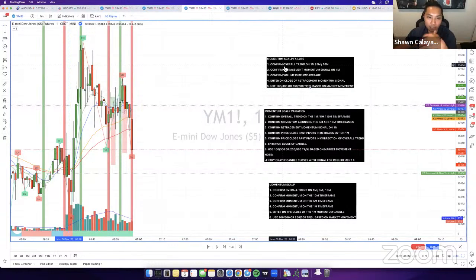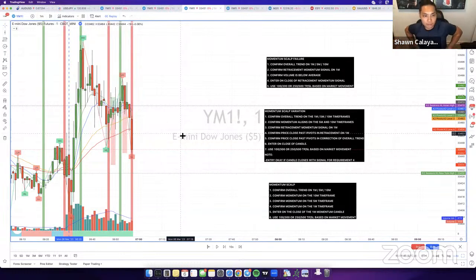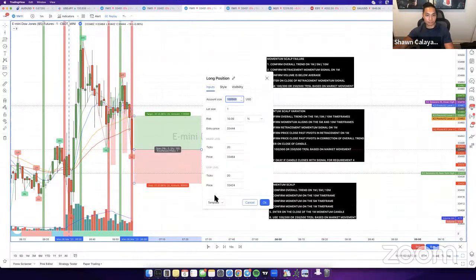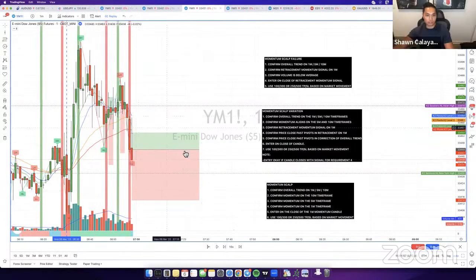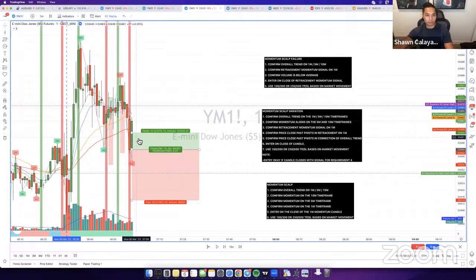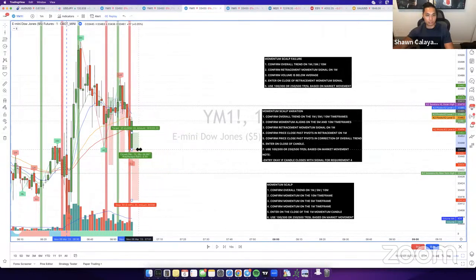Confirm overall trend, obviously it was bullish. Confirm retracement momentum signal. The sell signal here would have been the retracement. This actually would have been a perfect entry. I can't remember. I think I was distracted. I was answering questions and then I missed this trade here, but this here would have been a momentum scalp failure. I didn't take this one here. Same thing, 10-30 split, full TP on that next candle. So there's like 3 entries right there that came up.